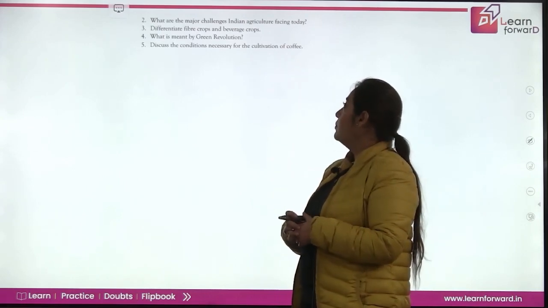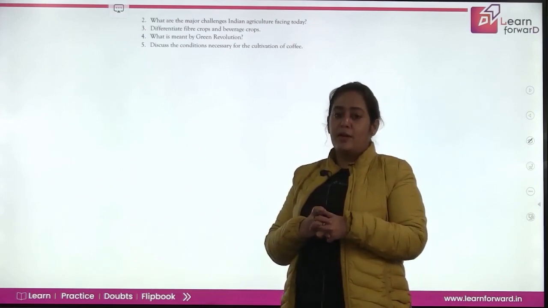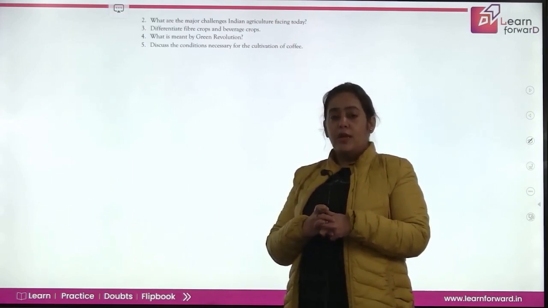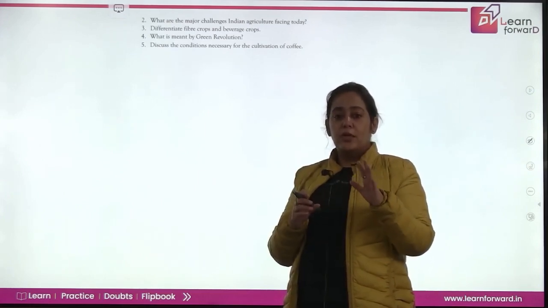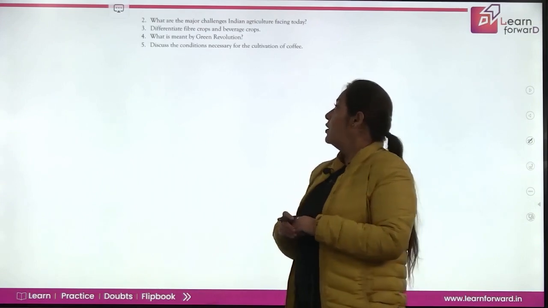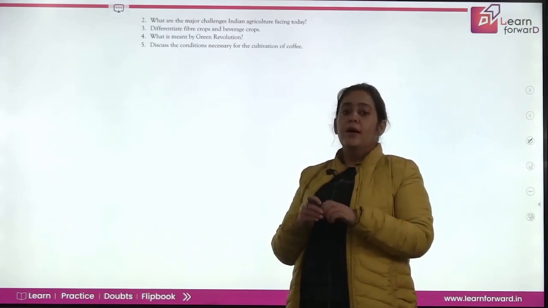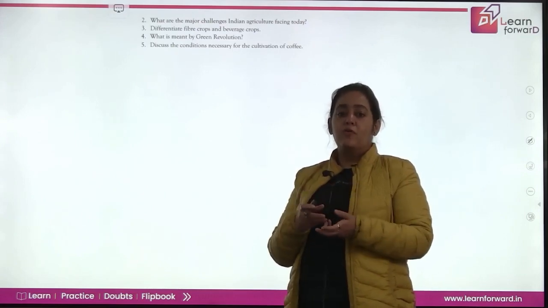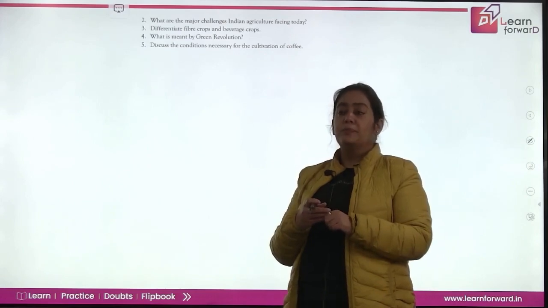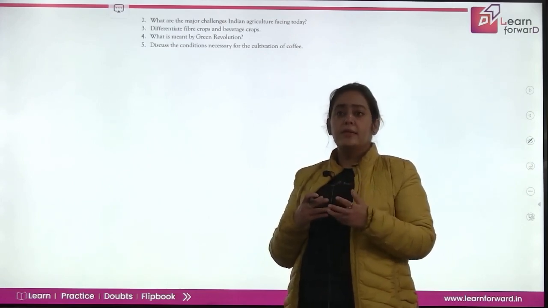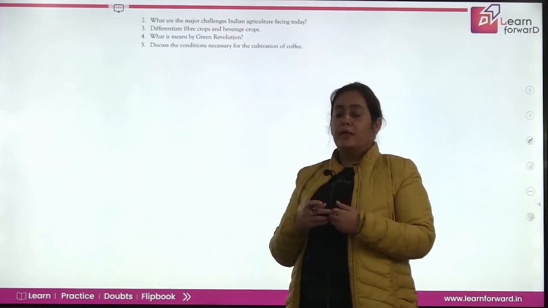Differentiate between the fiber crop and the beverage crop. If we talk of the fiber crop, we have studied that the fiber crops are cotton and jute, and if we talk of the beverage crops, these are tea, coffee and cocoa. What is meant by green revolution? Green revolution was basically a revolution in the production of high yielding varieties of wheat and rice. It helps in large scale production of crops with better facilities.